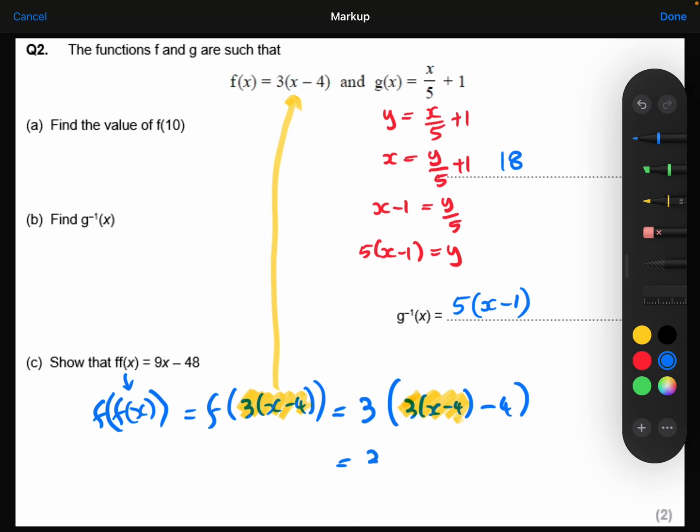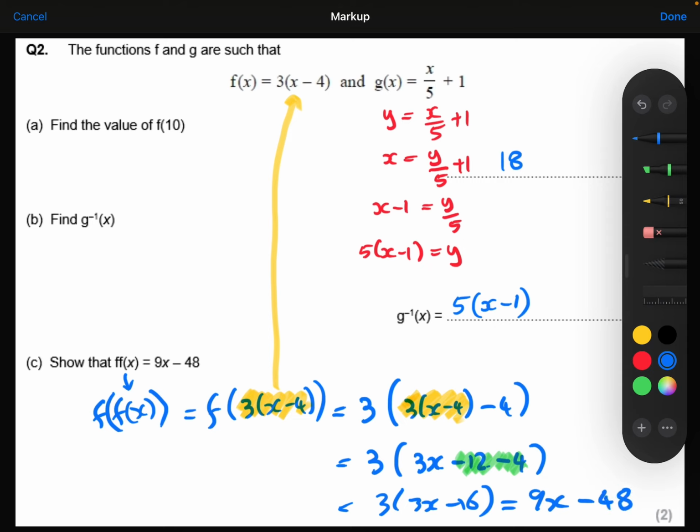Now let's just expand those brackets. So we'll get 3x minus 12, which on the inside here, the minus 12 and the minus 4 will simplify to be minus 16. Now expand those brackets. The 3 lots of the 3x is 9x, and the 3 lots of the minus 16 is minus 48. And that's what we needed to show.